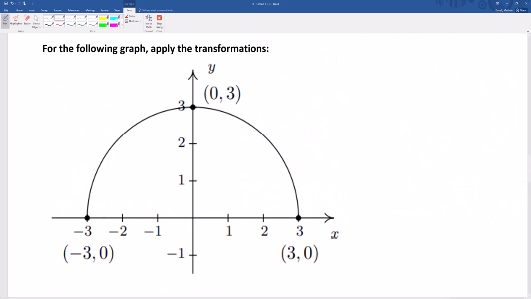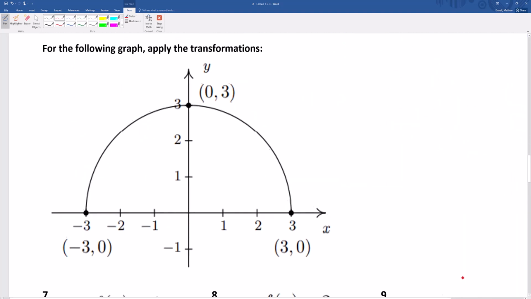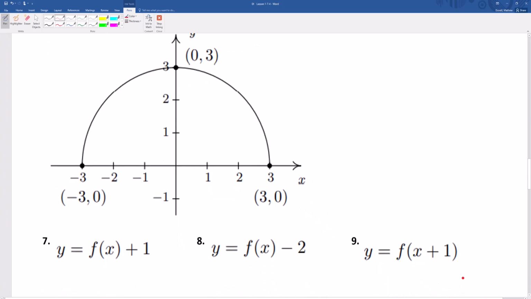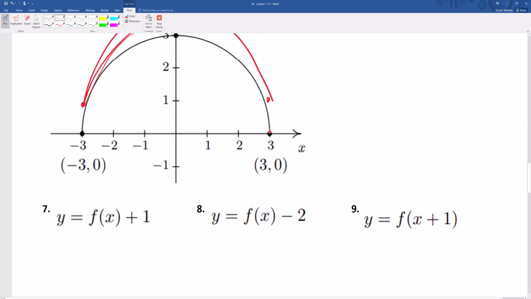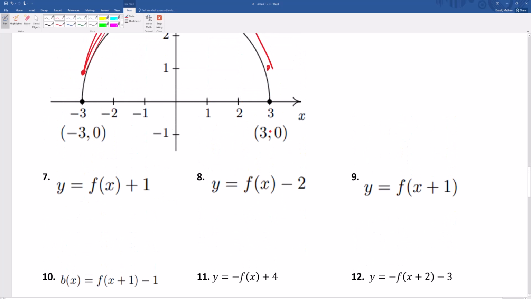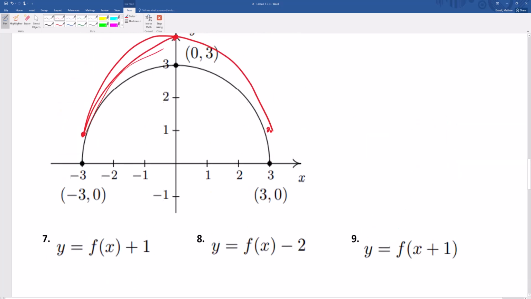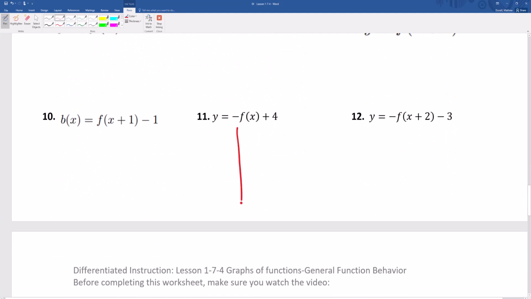For the following graph, apply the transformation. So f of x plus 1, it just means everything moves up 1 point. If it has a reflection in it, so negative f of x, you have to apply the reflection first. So applying the reflection, right, so it's going to do that, and then you're going to shift it up 4 spaces.